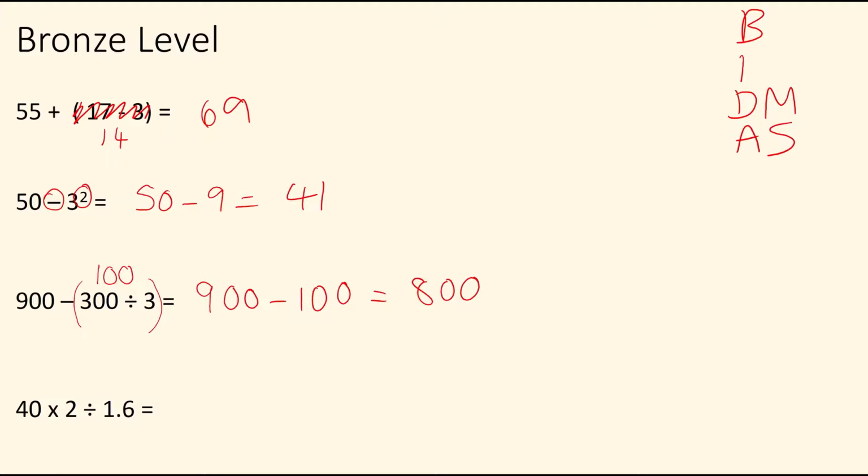Last one on the bronze level, we have a multiply and we have a divide. Going over here, oh, divide and multiply, they have the same level of priority. So, I mean, what do we do first? Well, when they're the only ones in there and they are the same level, we have to read them from left to right. So 40 times 2 is 80. And then we're going to divide by 1.6. Oh, that's a big 6, isn't it? 80 divided by 1.6 is 50.